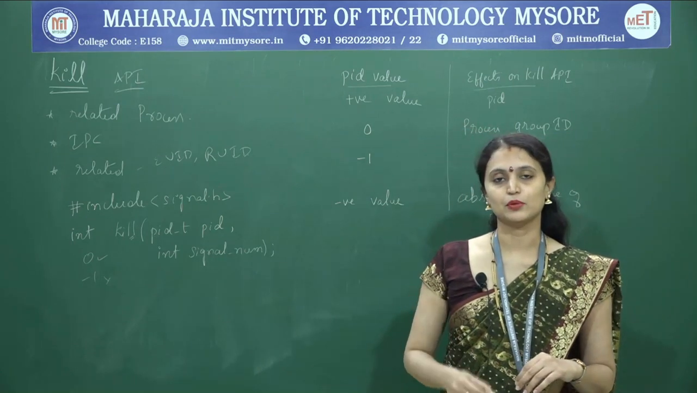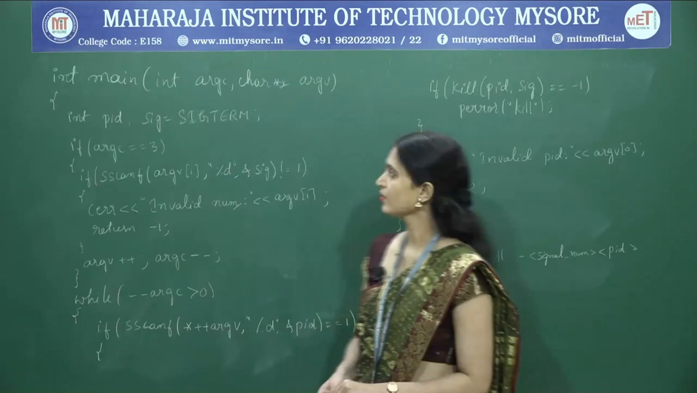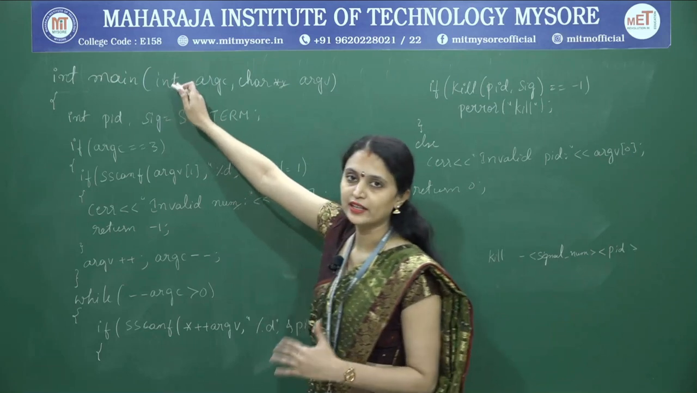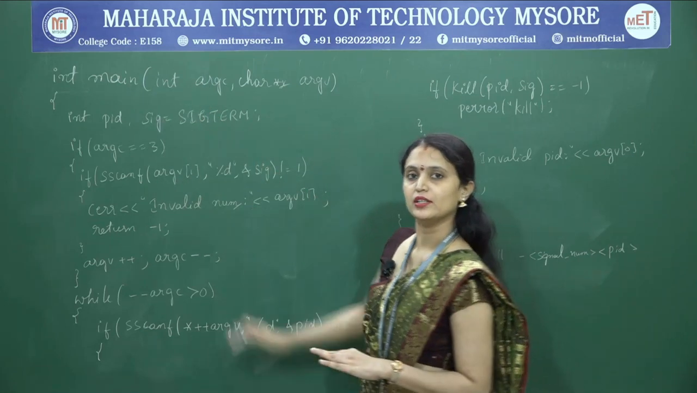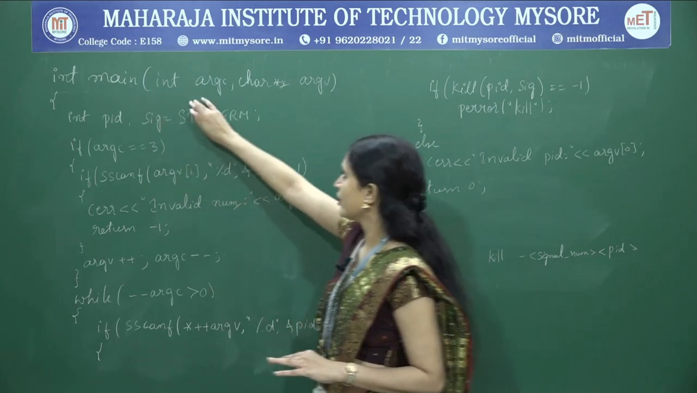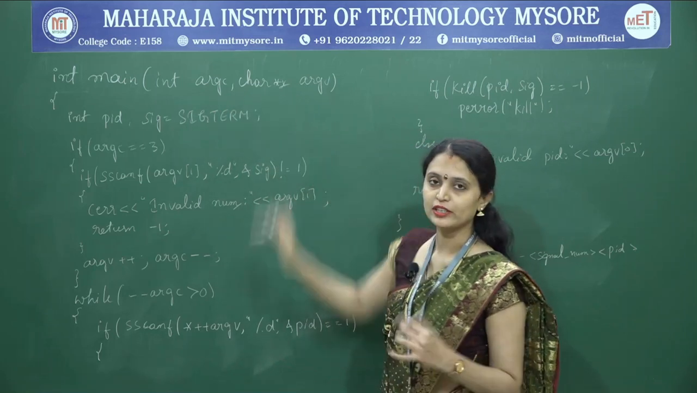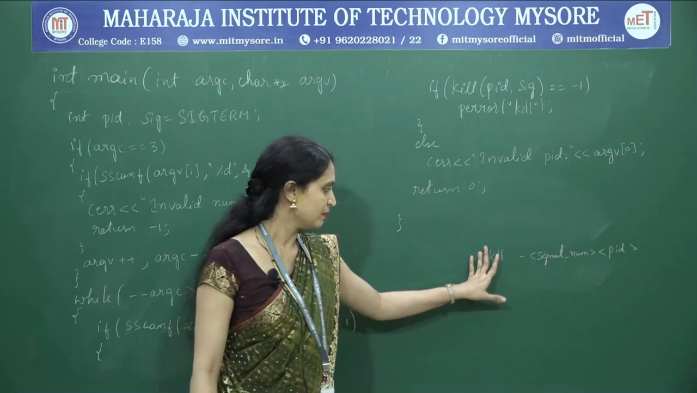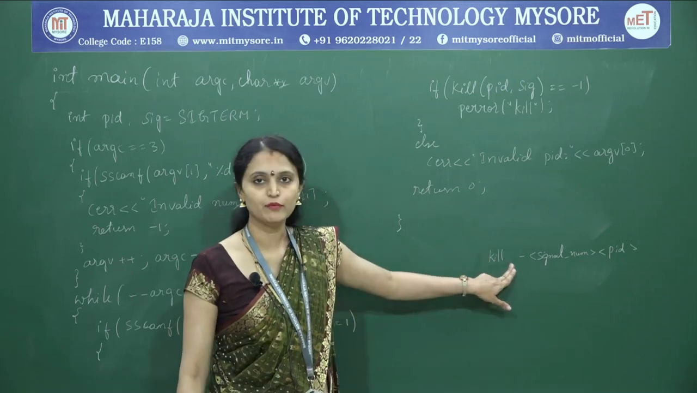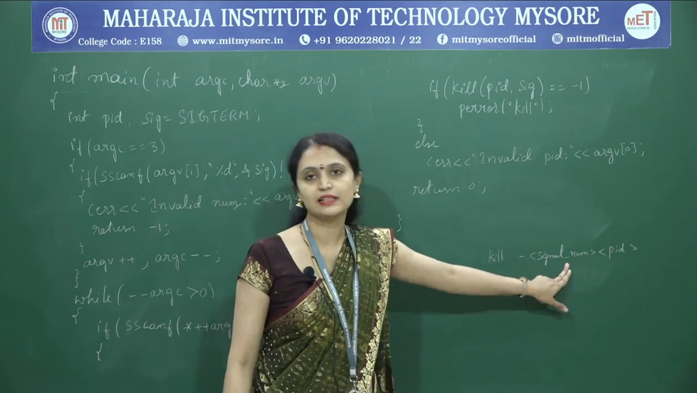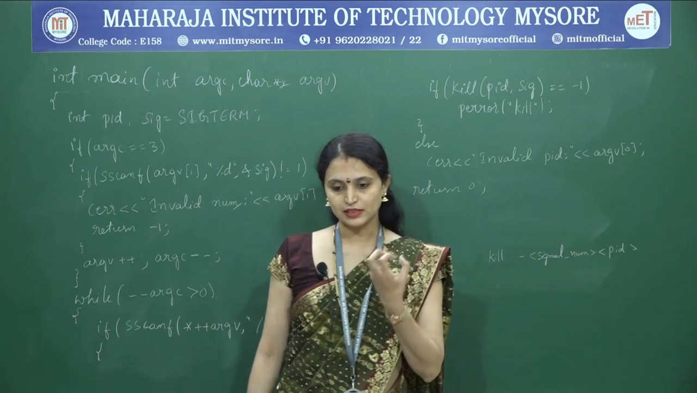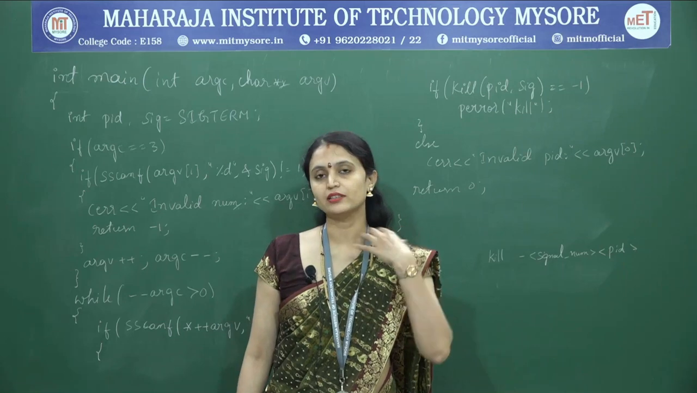So now let's discuss a program. In this program, I have not written the include statements here directly; I have written the main function. In the main function, we are passing command line arguments. The command line arguments will be like this: we pass the command name followed by a hyphen and the signal number. This signal number is the signal number value that is saved under signal.h.